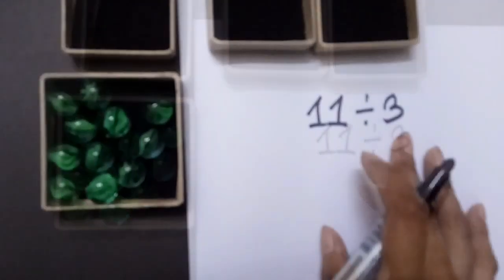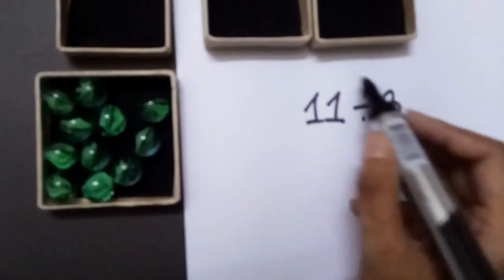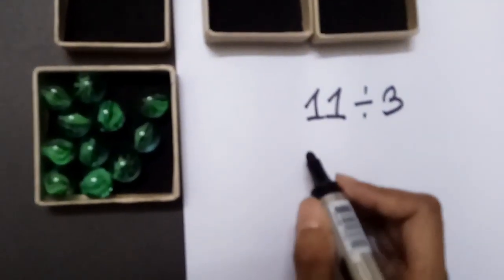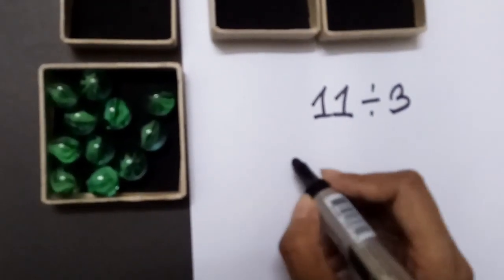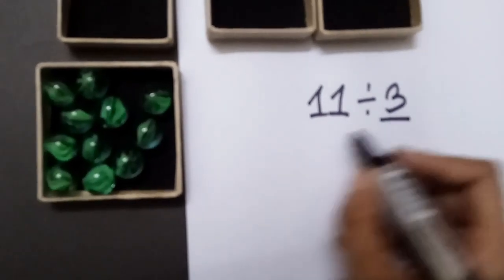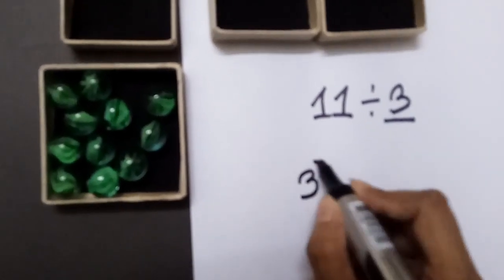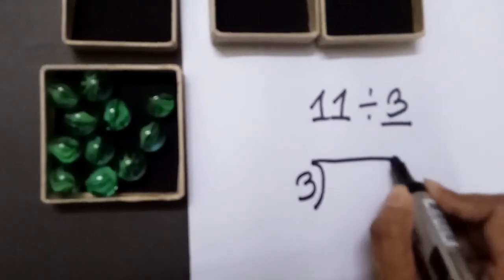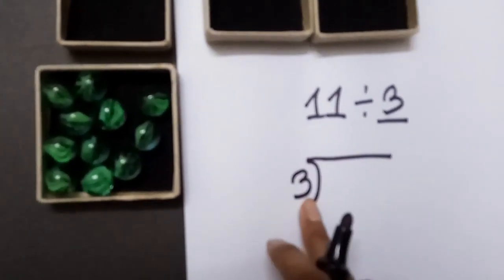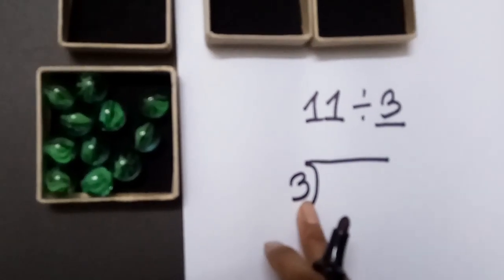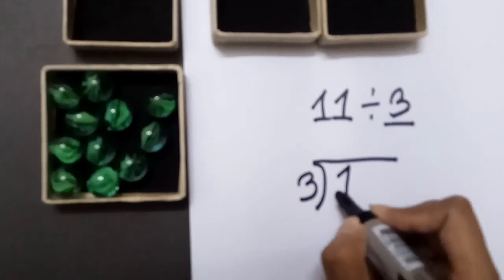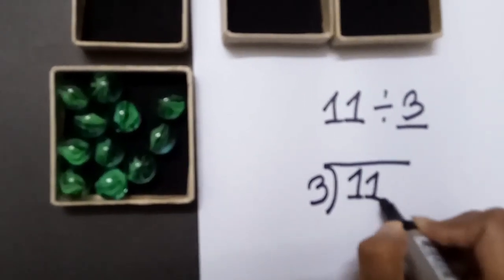We have to write it vertically. This format is called horizontal. Now we will write the vertical format. First I have to write this one, and under this sign, can you remember this sign's name? This one is the division bracket, and I am writing 11 here under the division bracket.